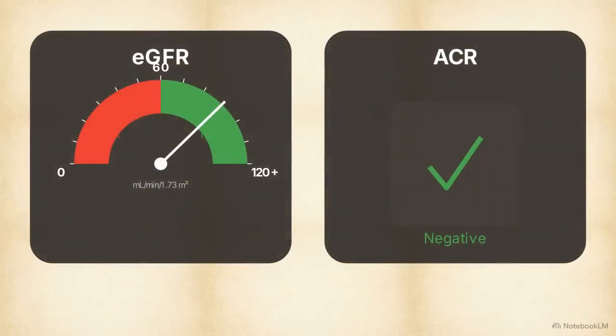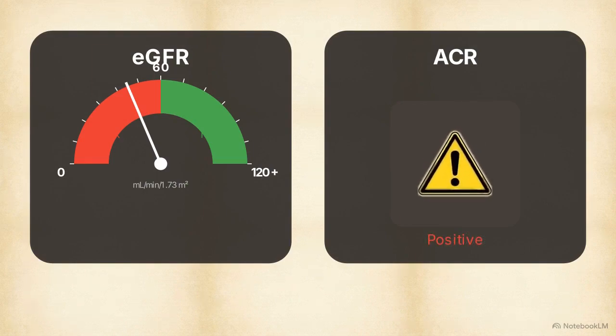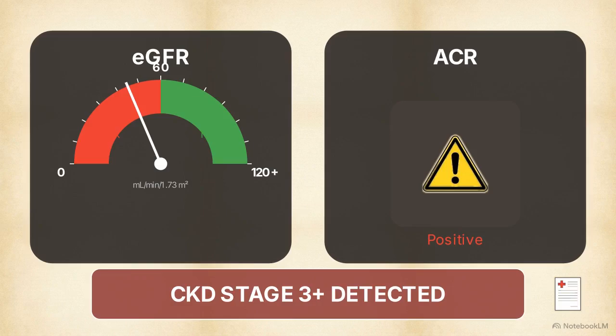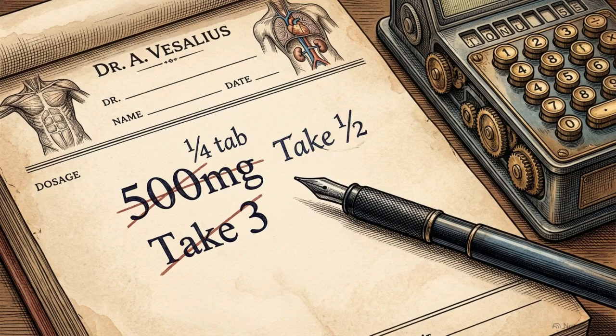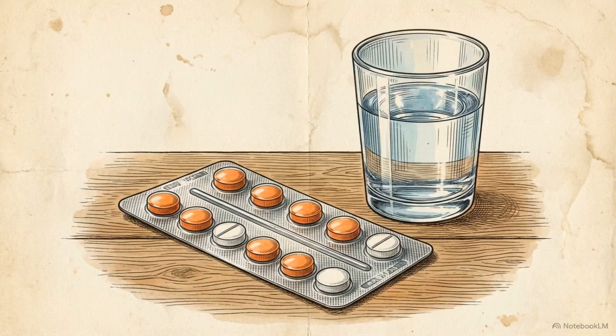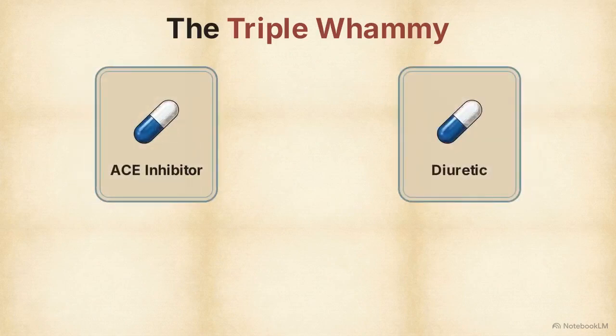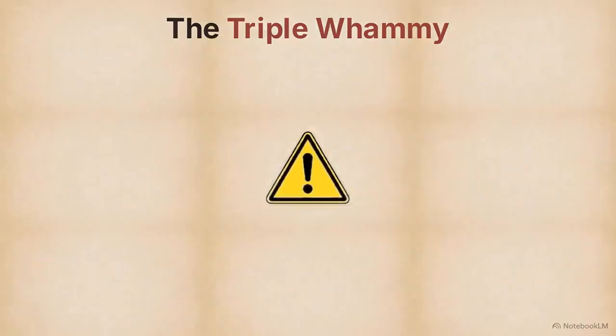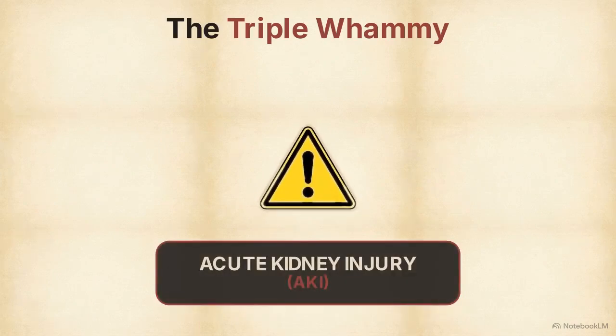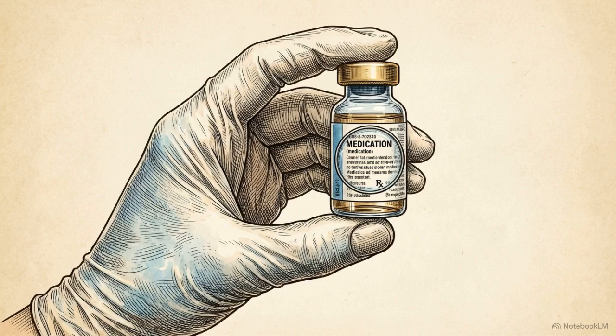CKD is identified by an eGFR falling below 60 or a persistent positive result on an albumin-creatinine ratio test. These markers mandate that all drug dosages be recalculated based on the patient's specific renal clearance. Prescribing over-the-counter NSAIDs to a patient with impaired renal function can lead to severe systemic complications. The triple whammy interaction, combining an ACE inhibitor, a diuretic, and an NSAID, causes a rapid decline into acute kidney injury. Evaluating renal clearance is a necessary step before prescribing routine dental medications.